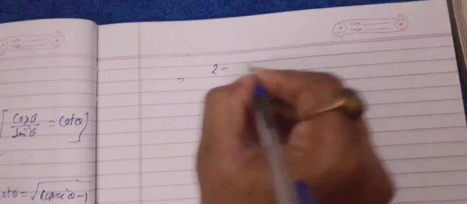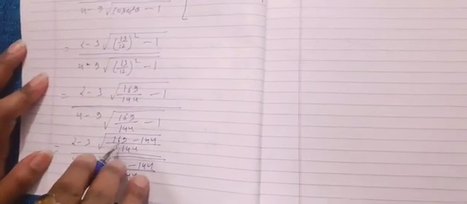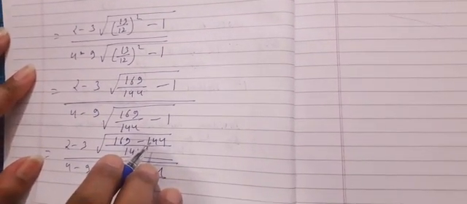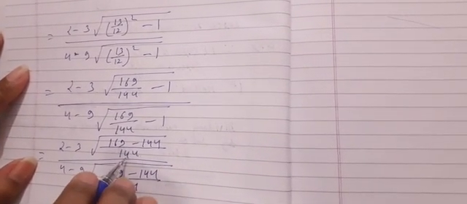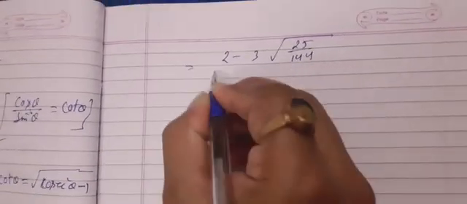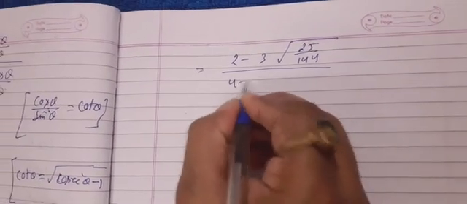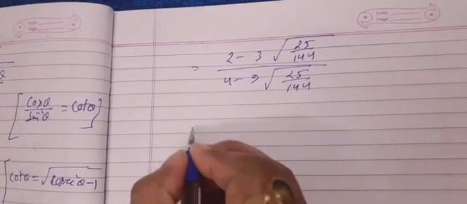Here is 2 minus 3 and inside the bracket, 169 minus 144 is equal to 25. So I'm going to write 25 by 144. And here also, 4 minus 9 under root 25 by 144.